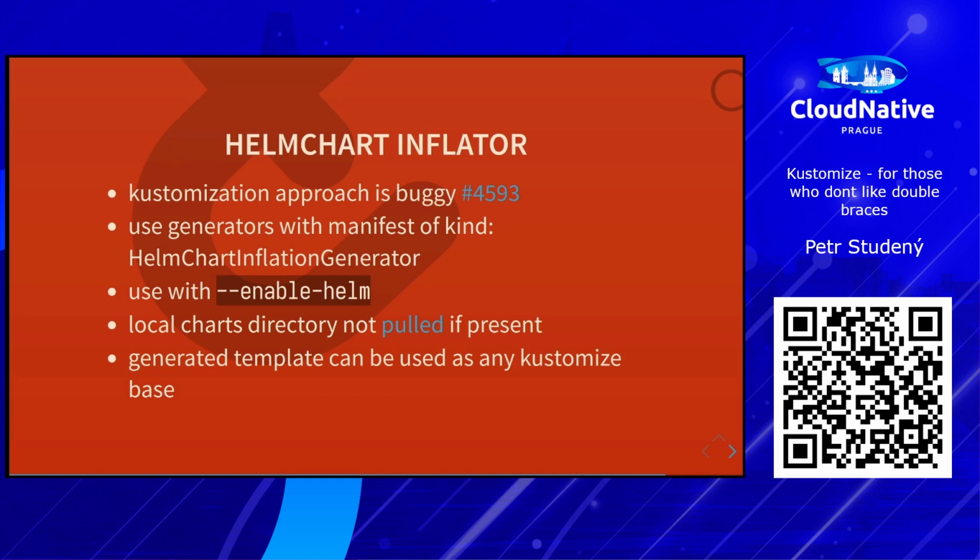Okay, and the great thing about the Helm chart inflator is that you can use Helm to generate the manifests, and you say, okay, Helm is not so versatile as I wish. I would like to, I don't know, add some volume there, add some limits there, or maybe some affinity, whatever. So I can use it as a base layer for some other Kustomize layers, and I can modify it.